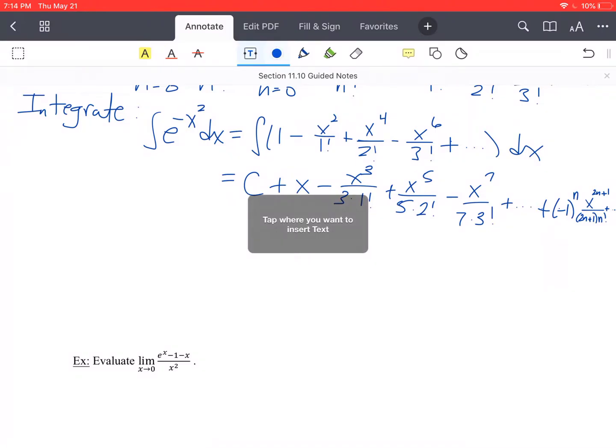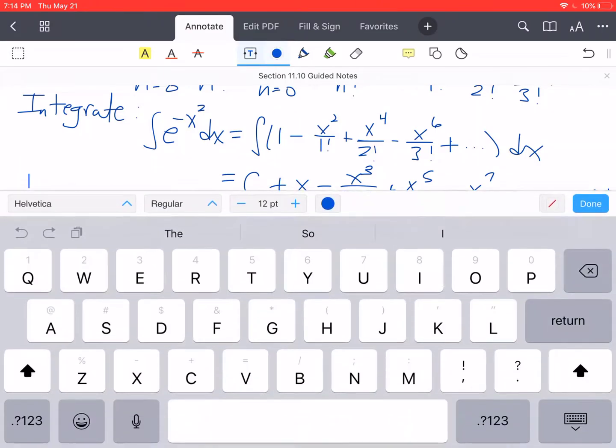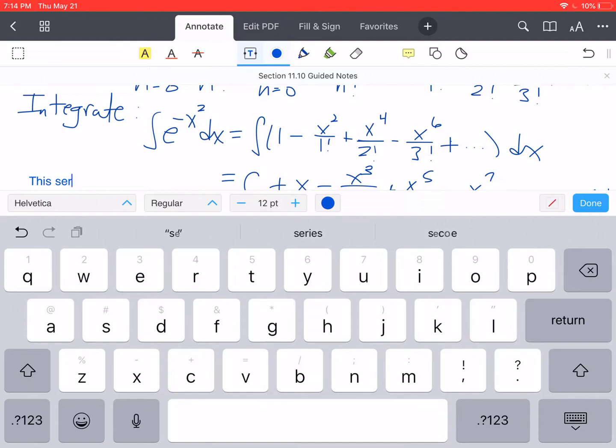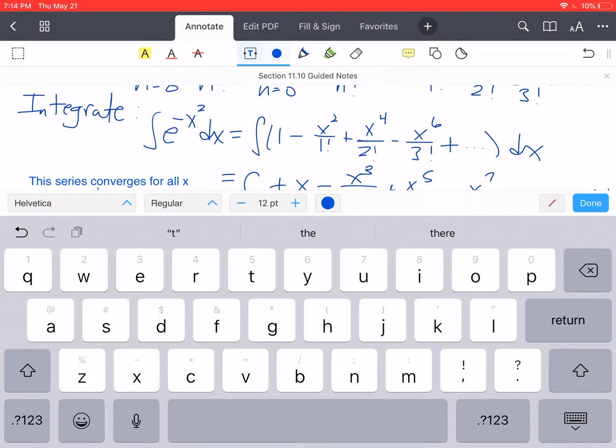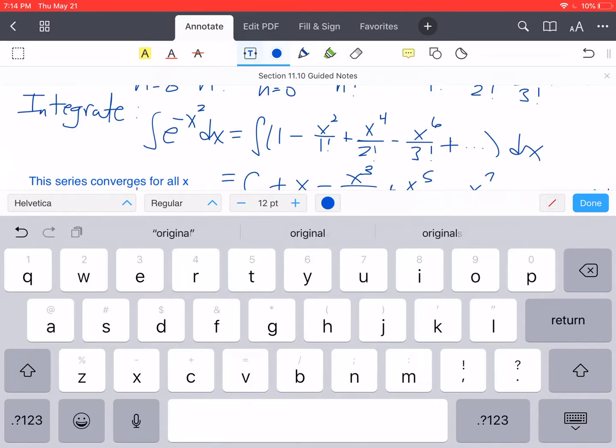So in terms of convergence, we can say this series is just as convergent as e to the x was. So this series converges for all x because the original series did.